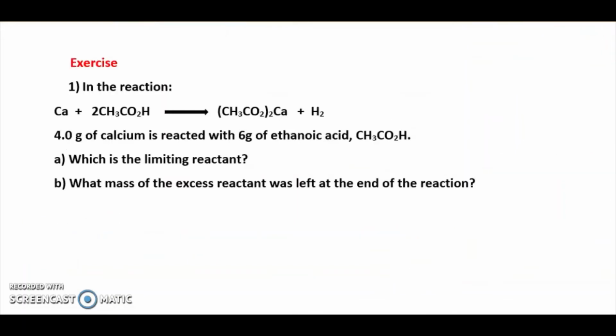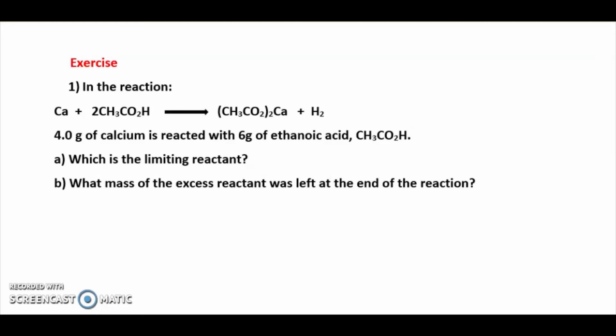Okay, so go ahead and try this exercise. In the reaction, you can see it. So pause the video and try this exercise. Once you're done, come back to the video. 4.0 grams of calcium is reacted with 6 grams of ethanoic acid. What is the limiting reactant? What mass of the excess reactant was left at the end of the reaction? Okay, so here we need to follow the same procedure we followed in the previous case.